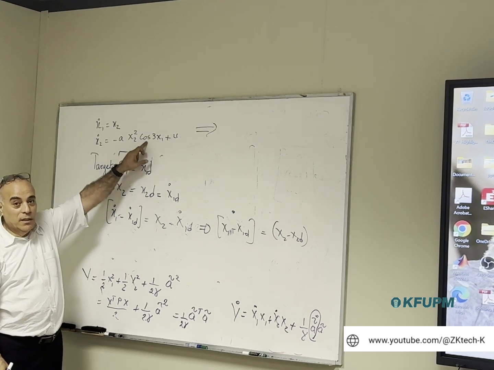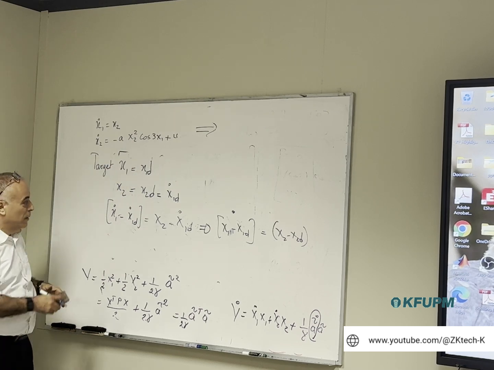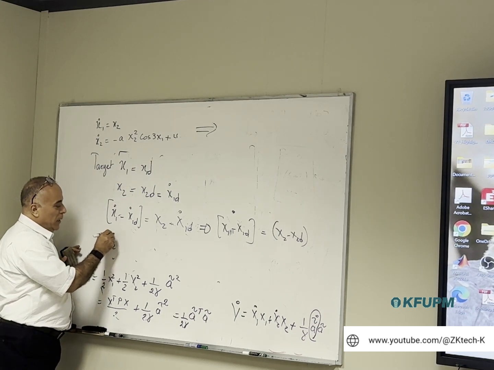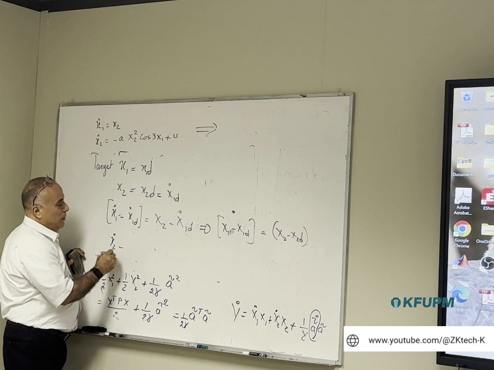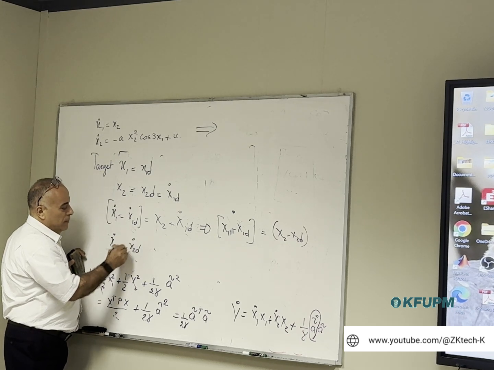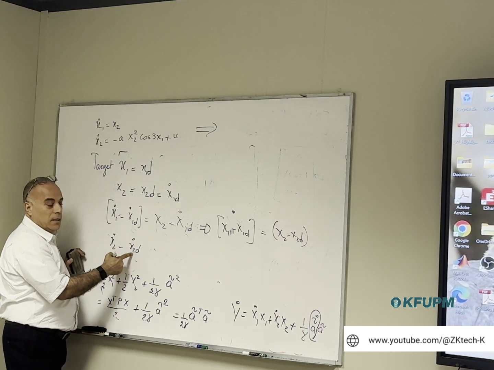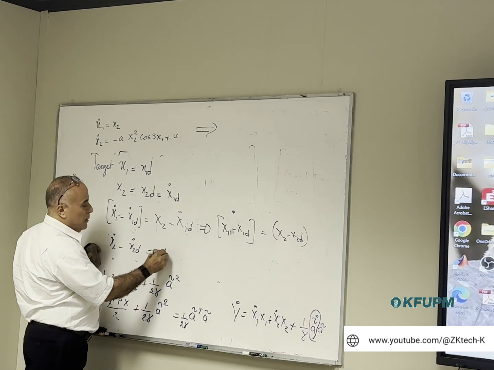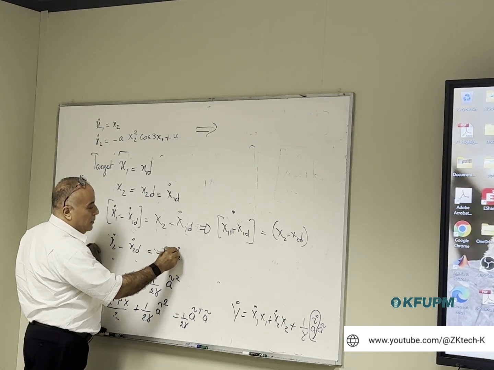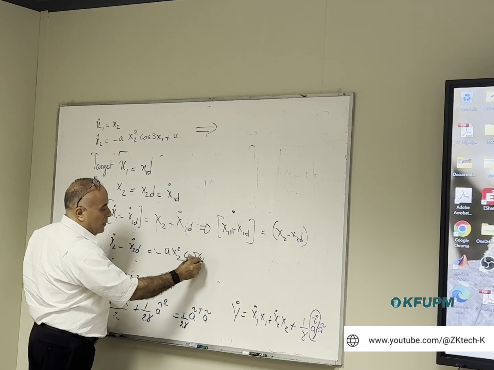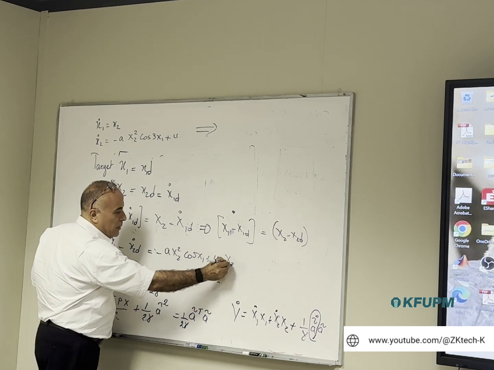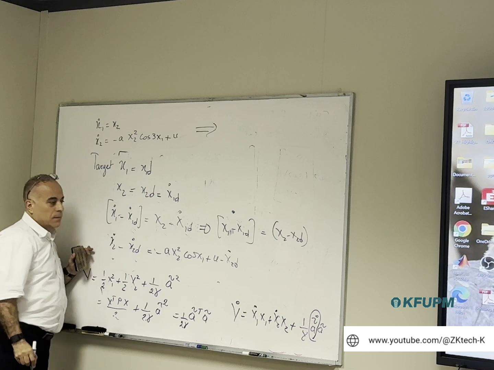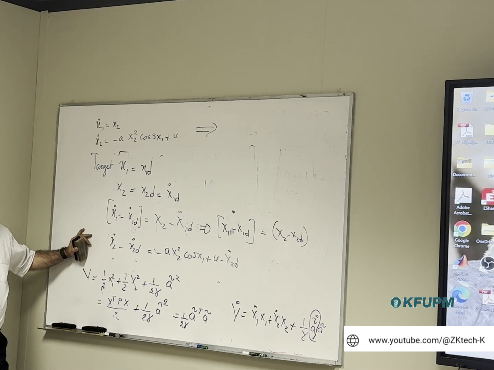This time we'll stay with x1, so I will have a mix of both. So I can say x2 prime minus x2 desired prime. This is x2 minus x2 desired. This will be equal to minus x2 squared cosine of 3x1 plus u minus x2 desired prime. To see it as the dynamic error, here we have the dynamic of the error. This is the dynamic of the error.